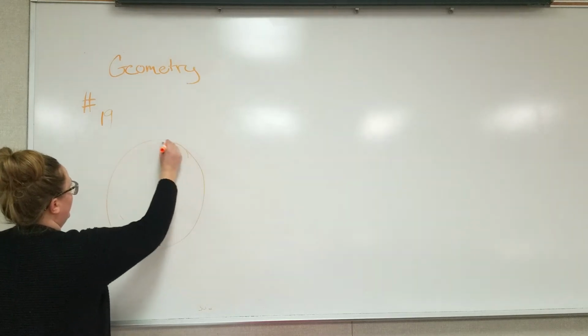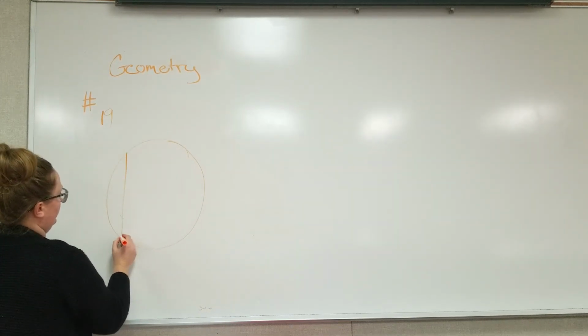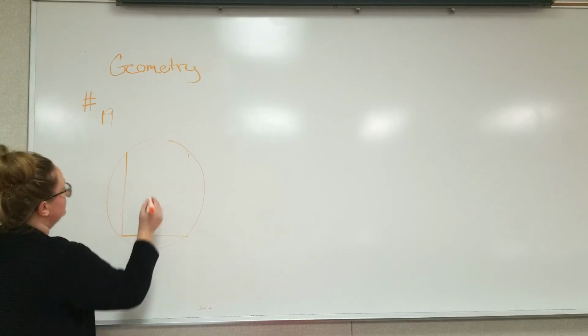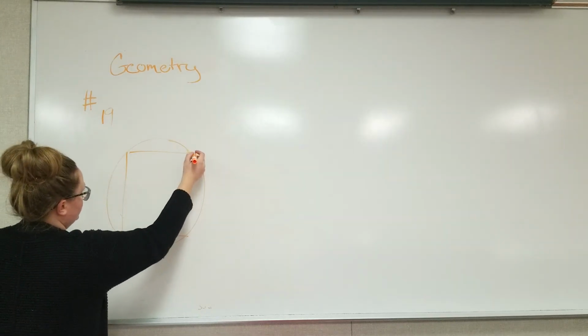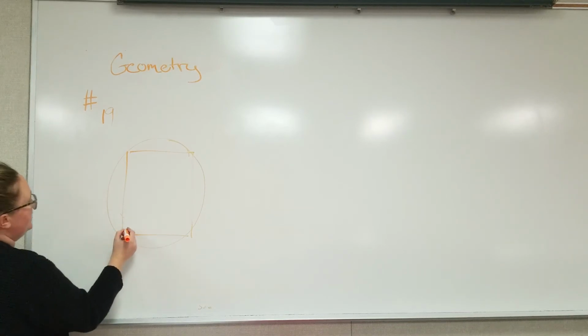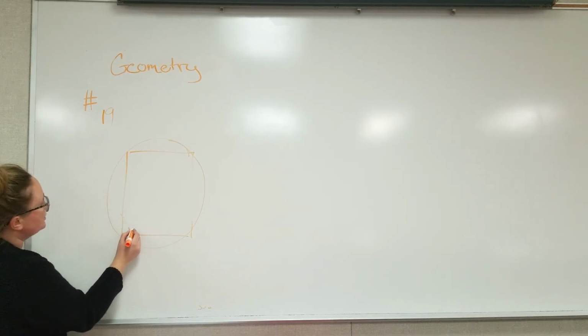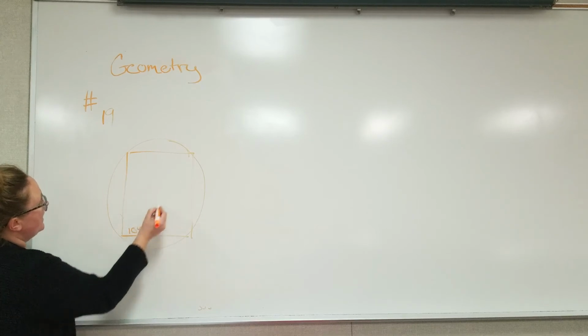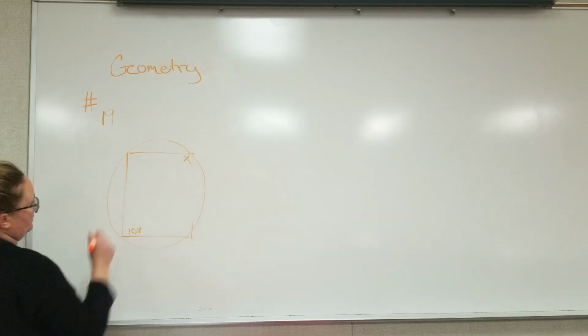Number 23, this one's a little trickier, but it's not too hard. We have a circle and we have an inscribed square. Well, an inscribed quadrilateral, anyway. All right, and all they tell us is that this angle right here is 104 degrees, and they want you to say what this angle over here is worth.